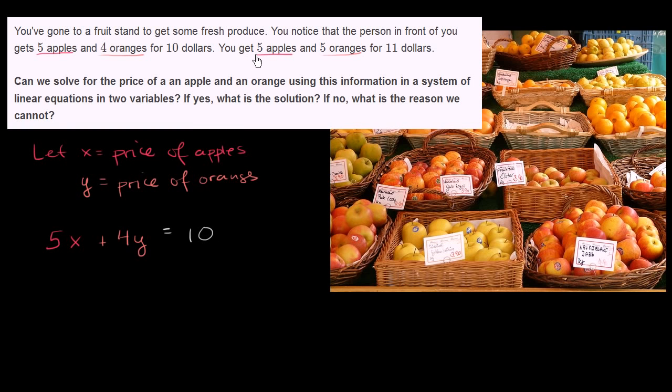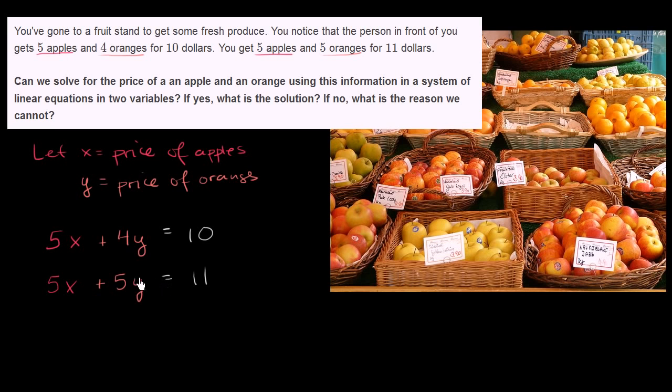Now you get in line and you buy 5 apples, just like the guy in front of you. And you pay X dollars per apple, so you're going to pay 5 apples times the price per apple. This is the amount that you spend on apples. And then you buy 5 oranges, so you're going to pay 5 oranges times the price per orange, which is Y. So this is how much you spent on oranges. This sum is how much you spent on apples and oranges, and they tell us that this is $11.